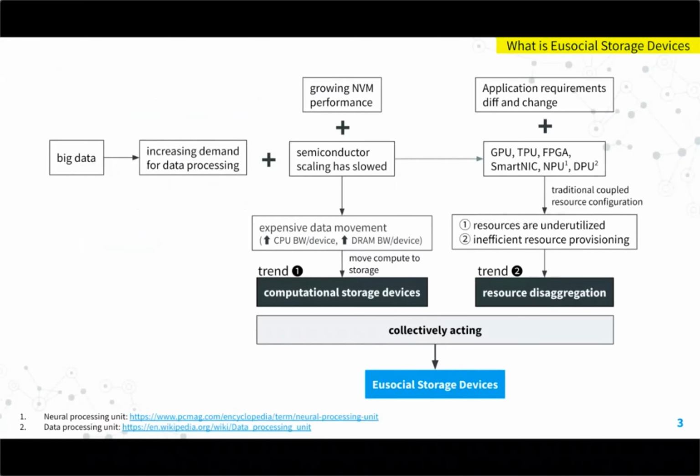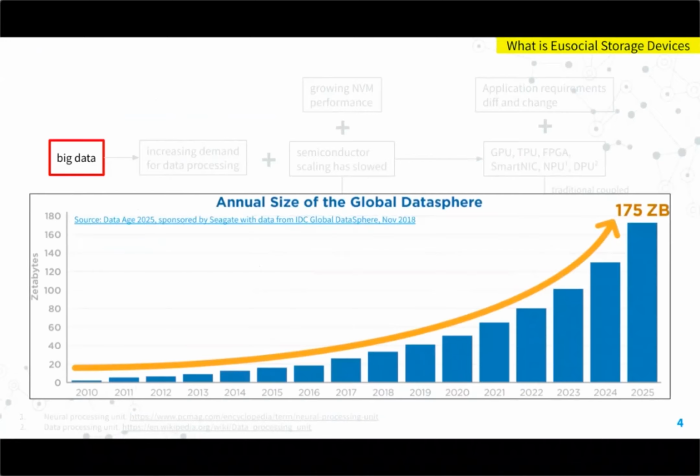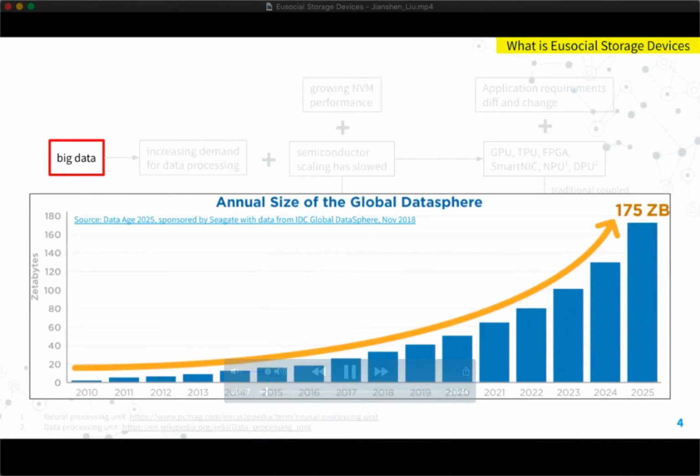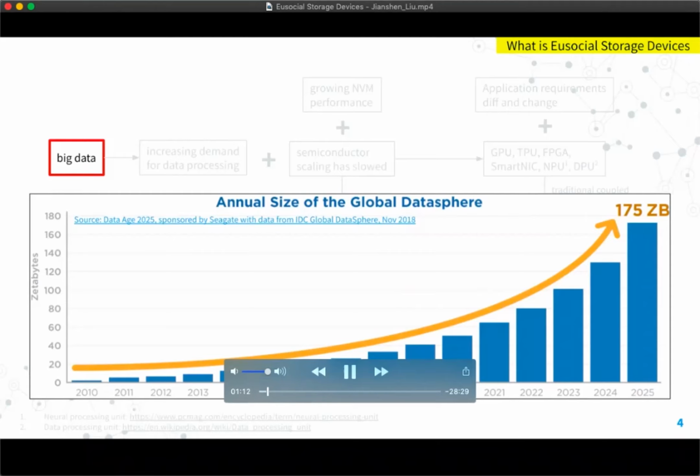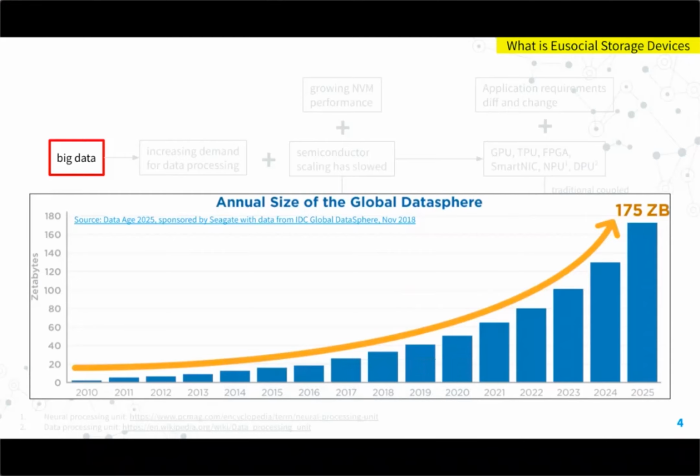For the background and motivation discussion of Eusocial storage devices, I will follow this diagram block by block. As you can imagine, the problem starts with big data. More and more data are generated by different clouds, edge data centers, and all kinds of endpoints, for example, IoT devices. In an IDC report published in 2018, the size of the global datasphere would reach 175 zettabytes by the end of 2025.